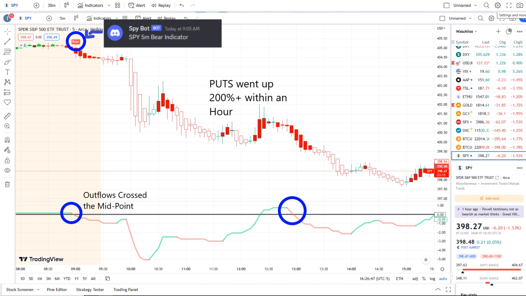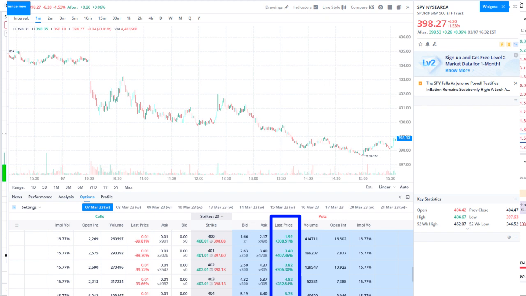And moving forward, the whole entire chart was having weakness there on 42 vision, and put options went up 200% plus within an hour, guys. And in the options chain, as you see it there popping up on the screen, some options even went higher than that.